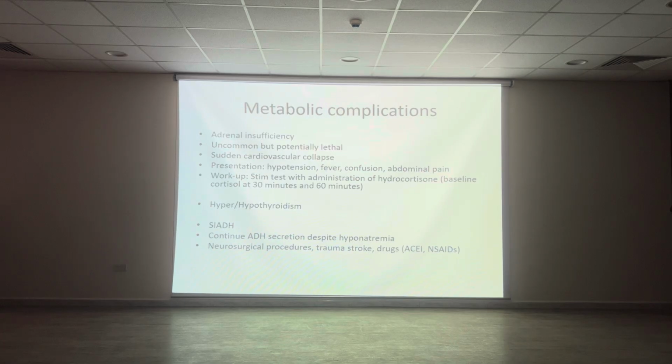Metabolic complications. There are several types of metabolic complications that may happen. Adrenal insufficiency. The adrenal gland is one of the most important in the body that keeps homeostasis. So it's not uncommon for patients to be misdiagnosed or miss their doses of cortisol. Why would adrenal insufficiency happen?